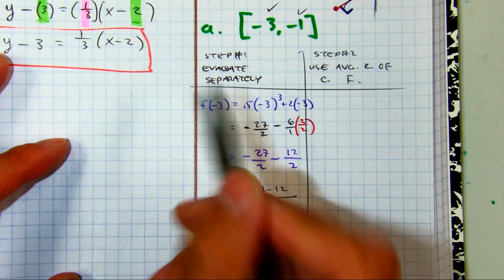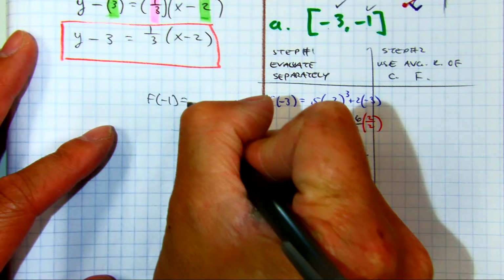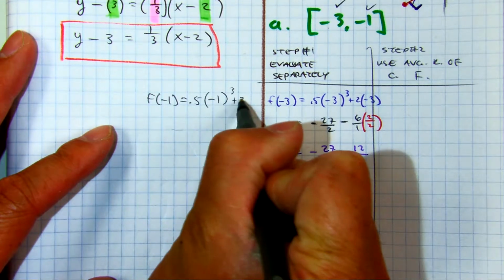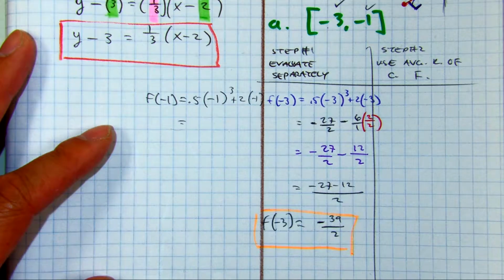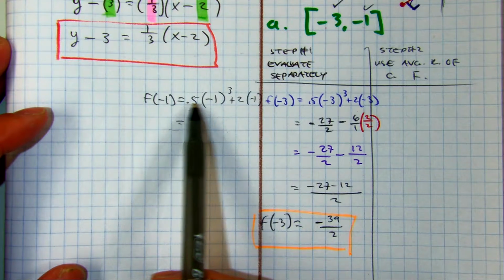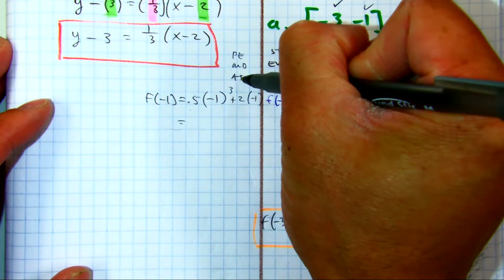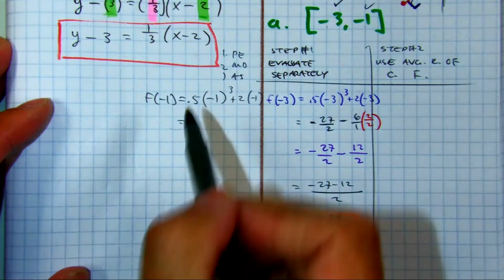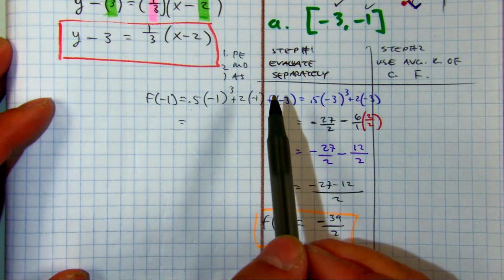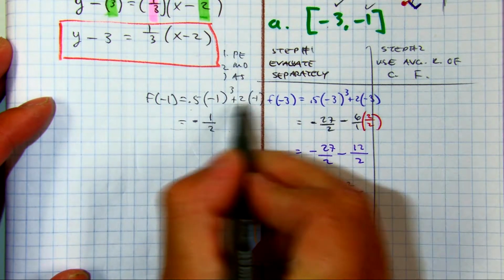So I'm going to do the same thing. f of -1 equals 0.5 times -1 cubed plus 2 times -1. Class, should we multiply 0.5 times -1? Why not? PEMDAS. So -1 cubed is -1, times 0.5 is -0.5, which is really -1/2, right? And then 2 times negative 1.